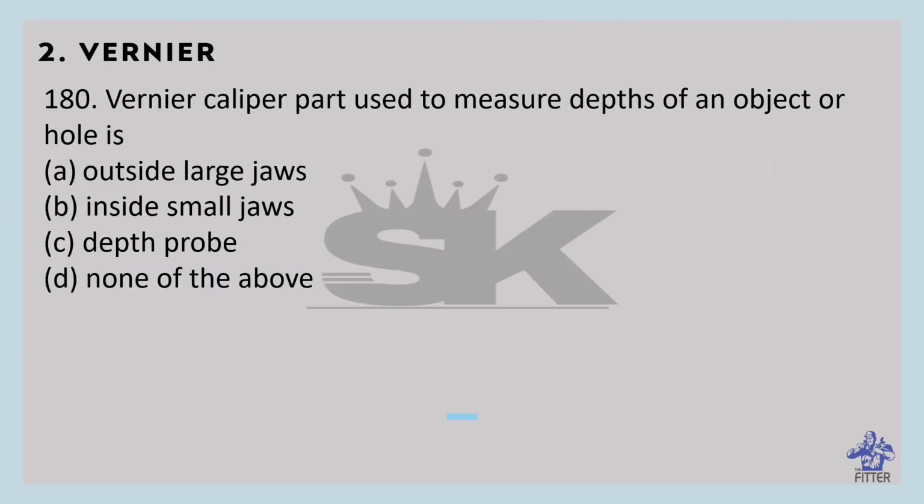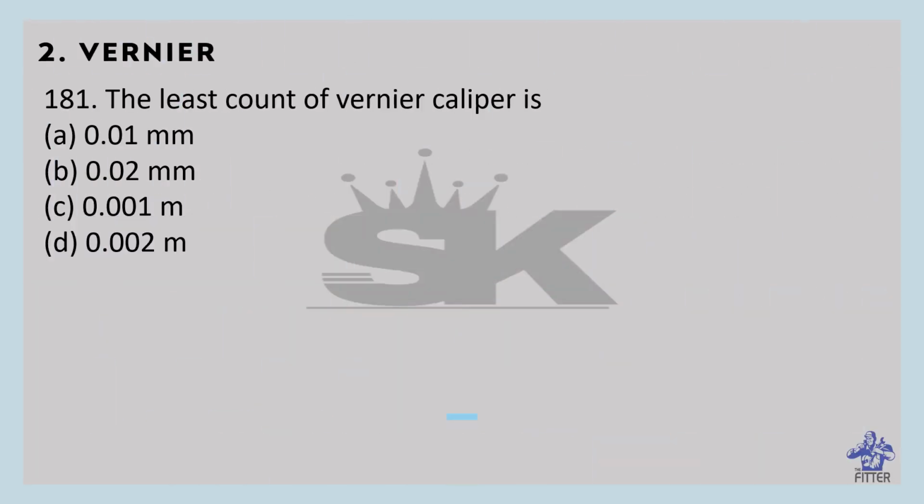Vernier caliper part used to measure depths of an object or holes. So that is depth probe. The vernier caliper part which is used to measure depth of an object or hole is the depth probe that is attached to the movable head and slides along the center of the body. The least count of vernier caliper we know is 0.02 mm.